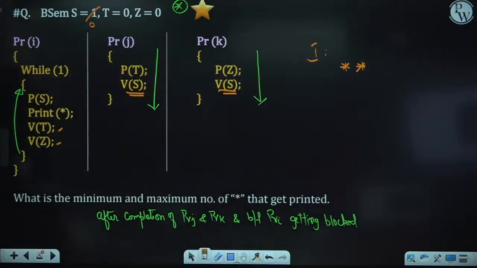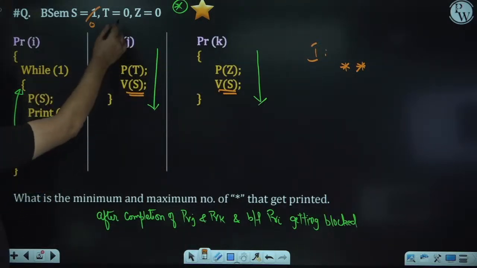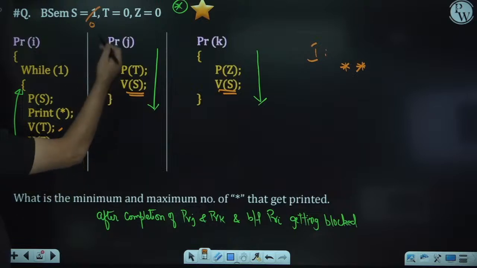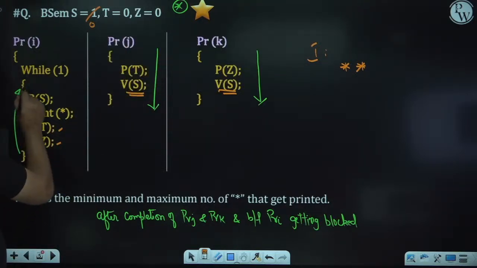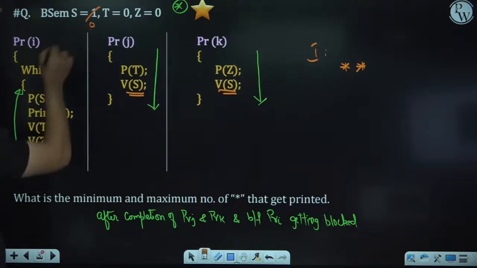Second iteration. After that I do up on T, no problem, T becomes 1, and up on Z, Z becomes 1. But process J and process K are terminated. Then you go back to process I and continue with the third round. Because S is 0, you get blocked.